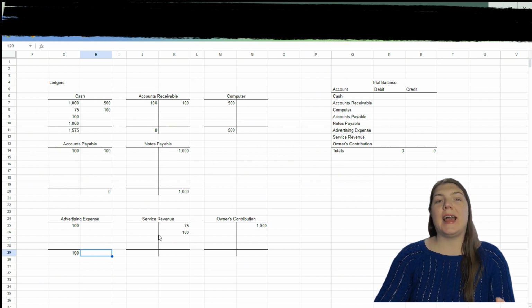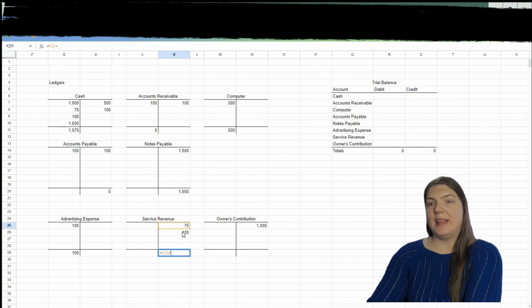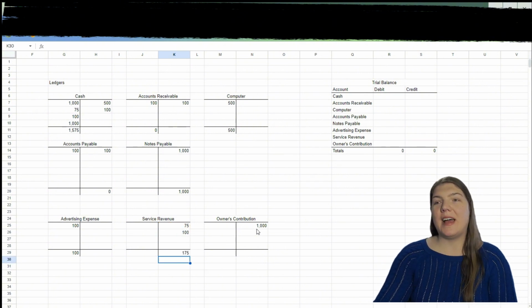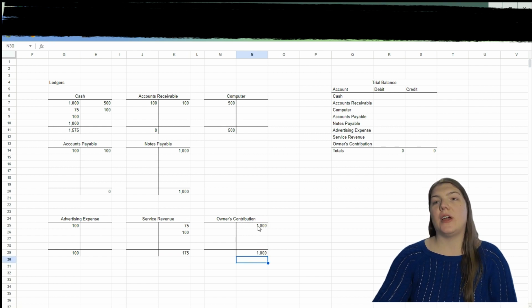Service revenue is equity, it increases equity, it's a credit. So we add these up for $175. Owner's contribution, there's just one, it's a credit, it stays a credit. And now here are our final balances.